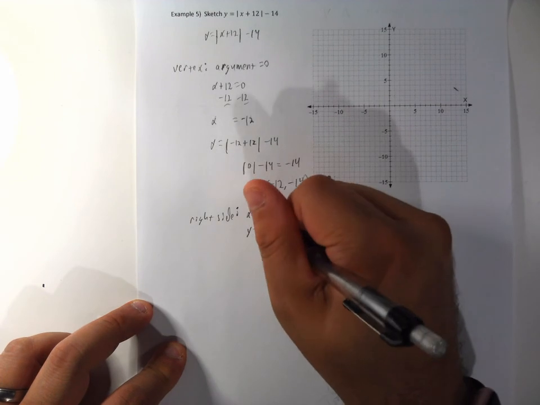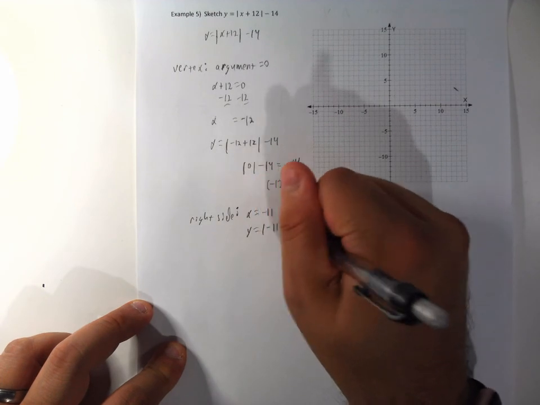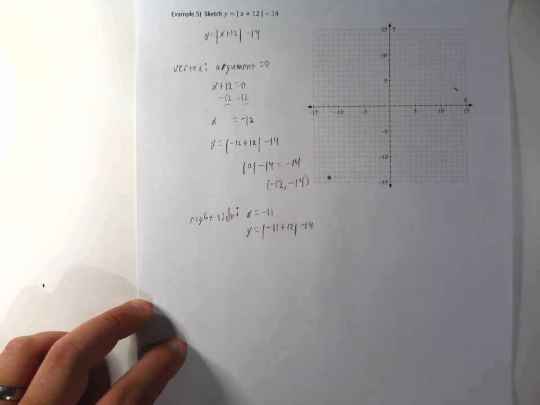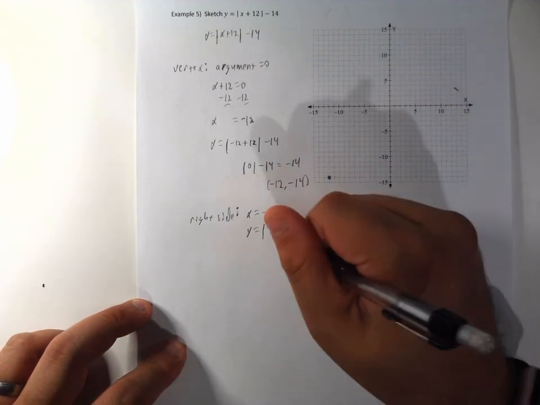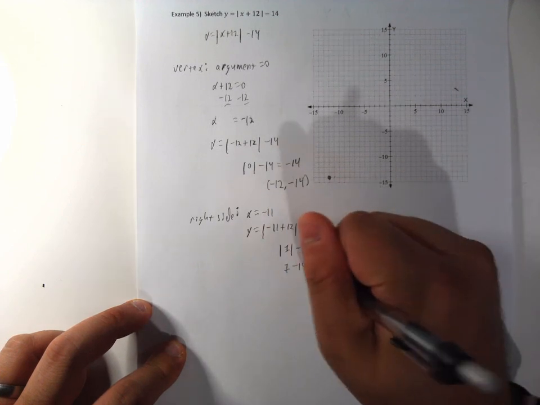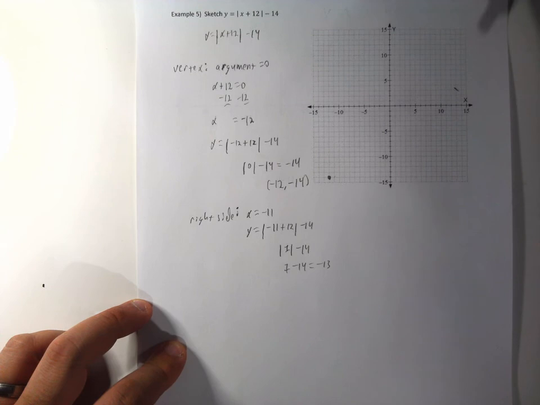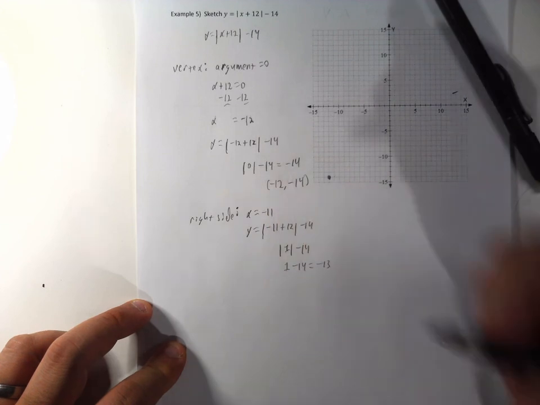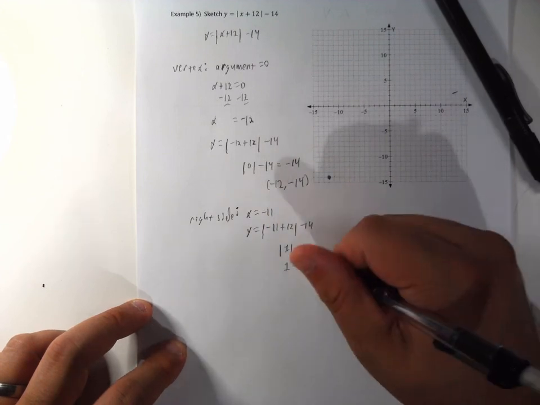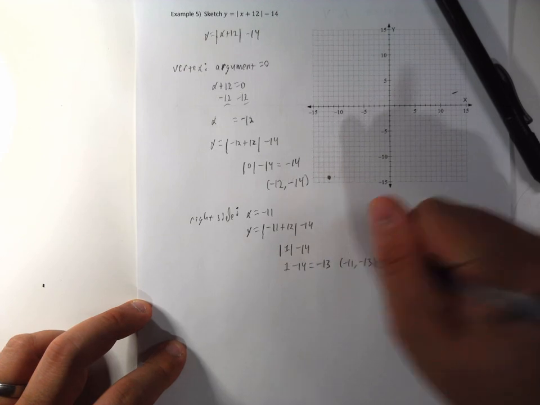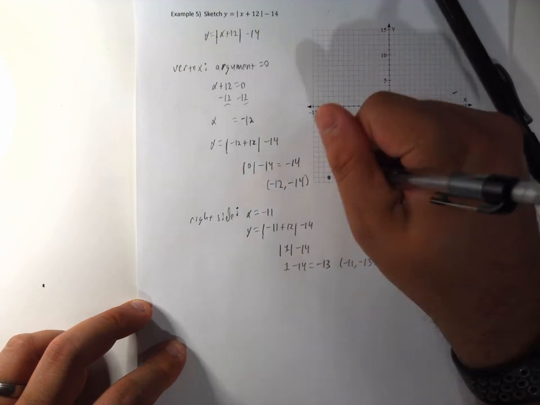So y equals the absolute value of negative 11 plus 12 minus 14, which gives me the absolute value of 1 minus 14. 1 minus 14 is negative 13. So this point, the point immediately to the left, will be negative 11, negative 13. Sorry, to the right will be negative 11, negative 13.